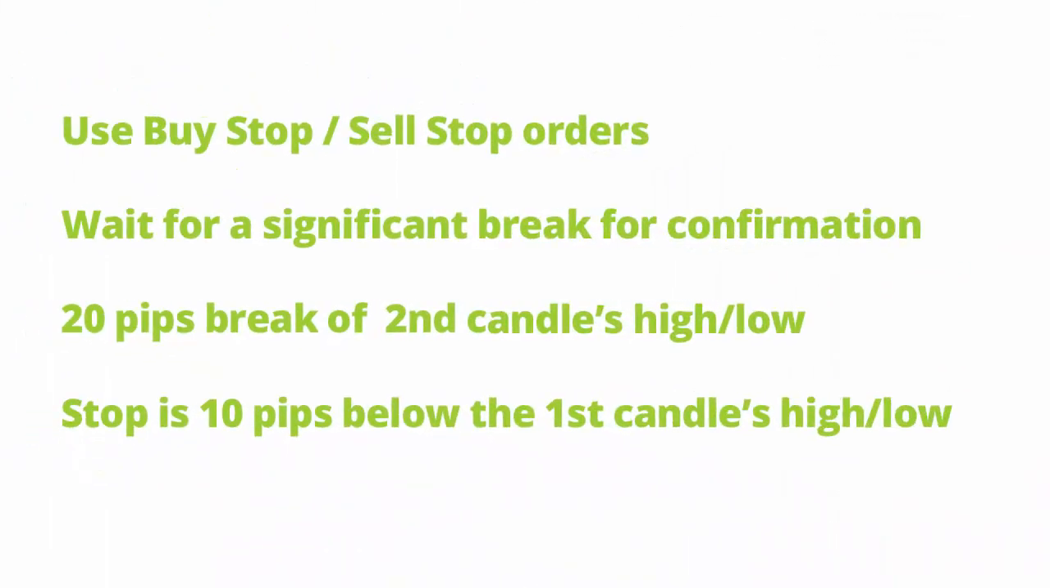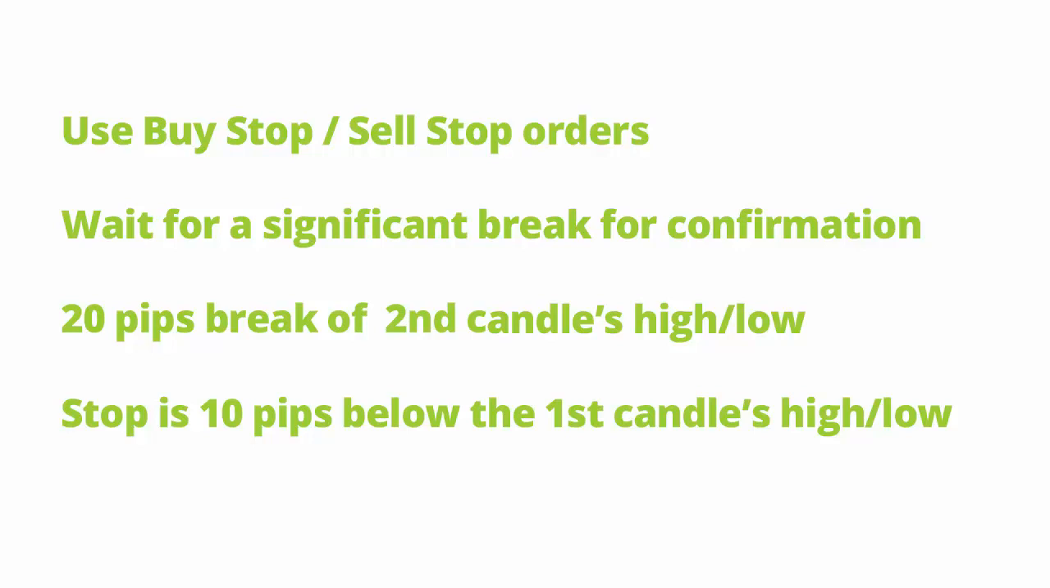I want more evidence to back up my case for a trade, and this is achieved by waiting for price to break the high or low of the second signal candle by a significant amount. My stop will be placed on the higher low of the first candle. I have chosen to use a 20 pips break as the trigger to enter the trade.